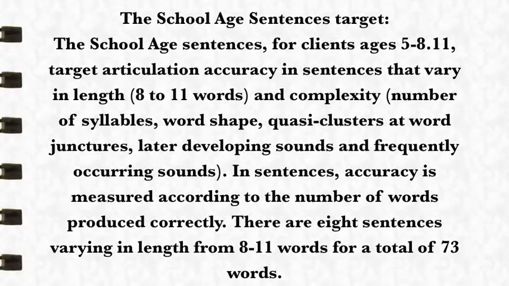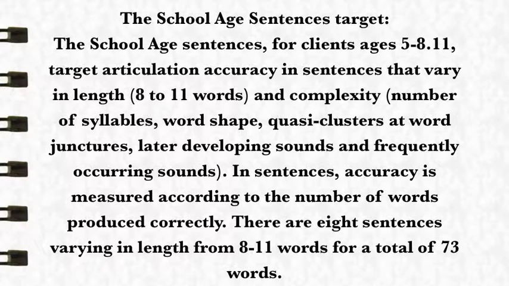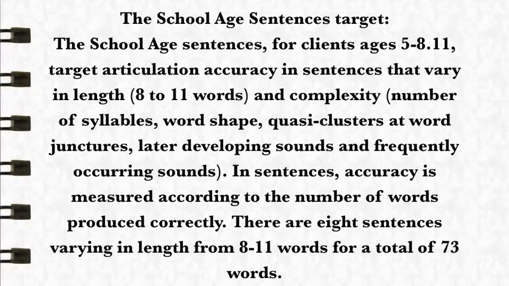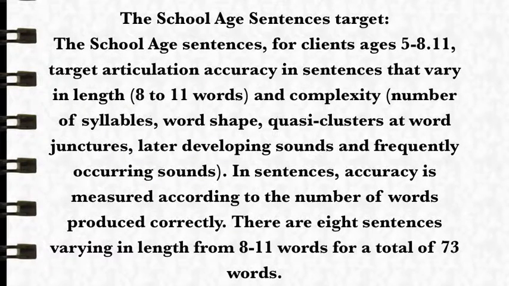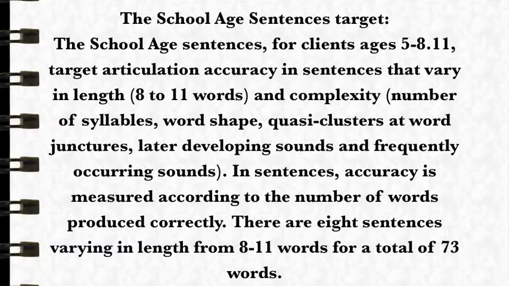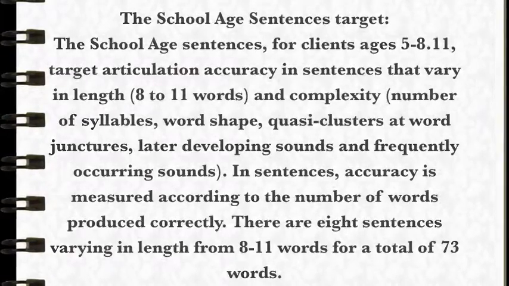The school-age sentences for clients ages 5 years to 8 years 11 months target articulation accuracy in sentences that vary in length and complexity. In sentences, accuracy is measured according to the number of words produced correctly. There are 8 sentences varying in length from 8 to 11 words for a total of 73 words.